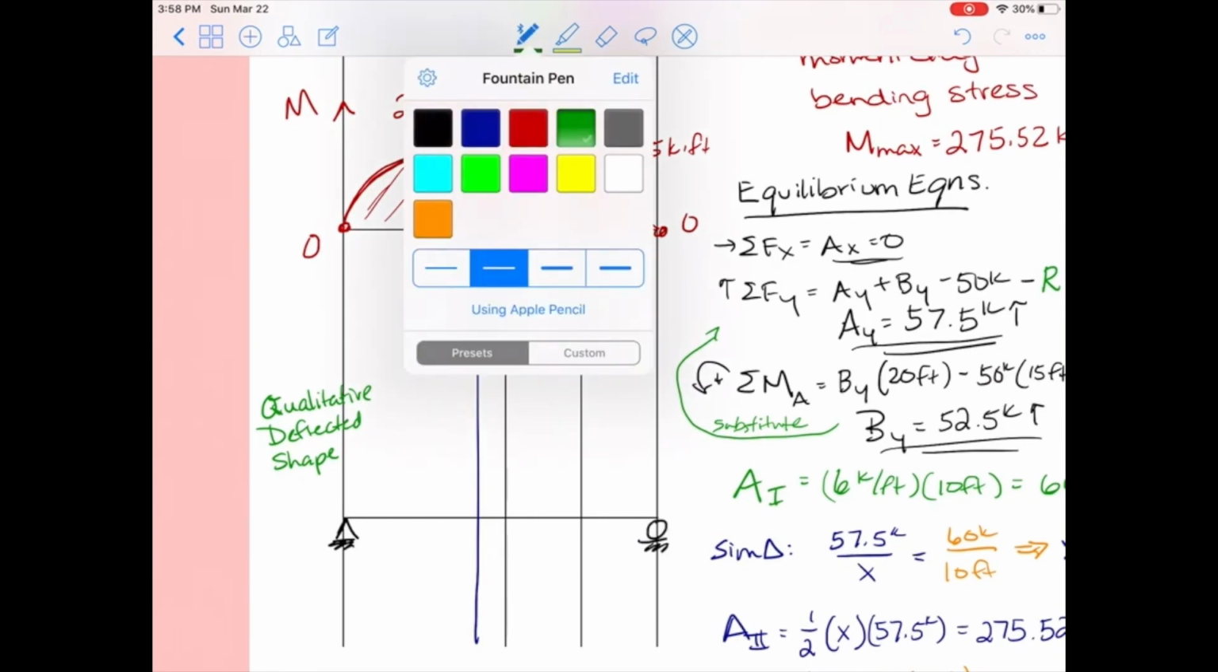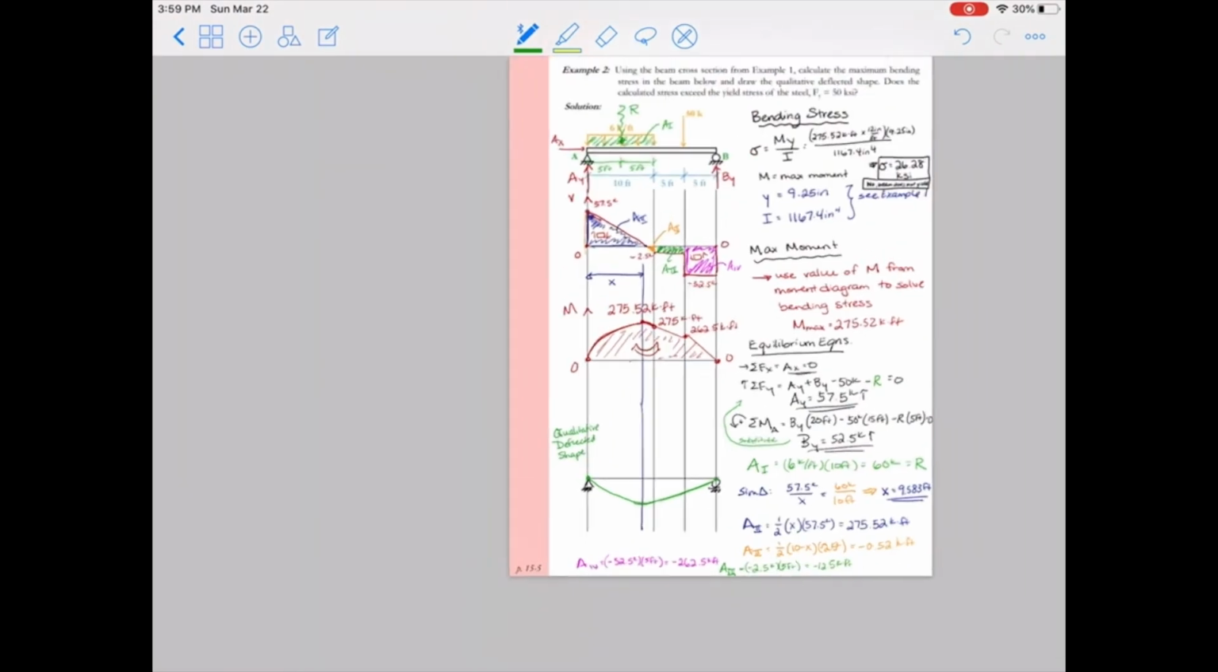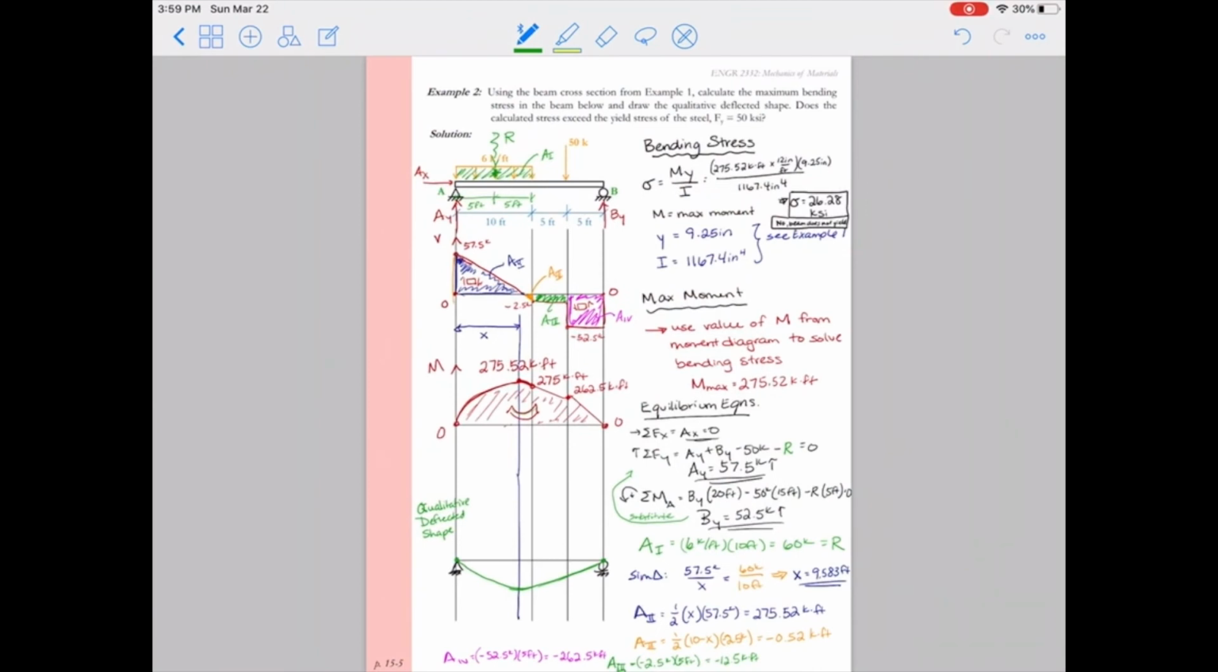So if I sketch in my supports where I know I have to have zero deflection, I then know that I have to have a concave up beam, a smiley face beam, and that would be something along the lines like this. Now, because my moment is a little bit higher towards the left, I've given the beam a little bit more deflection. Now, the max moment doesn't necessarily coincide with the max deflection, but it'll be closer to the left-hand side of the beam than to the right.